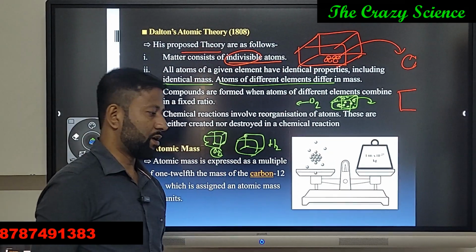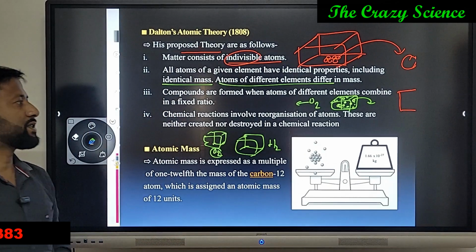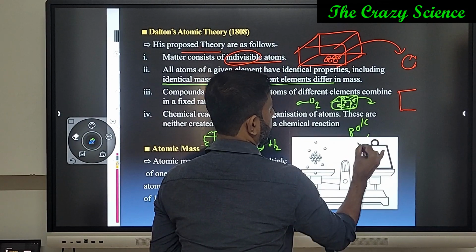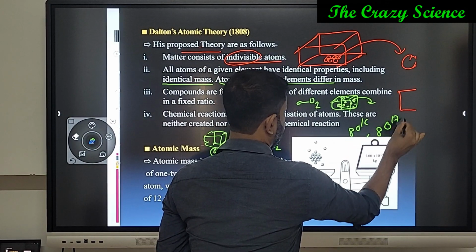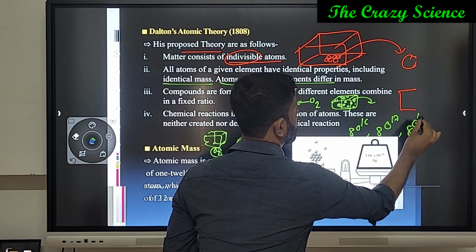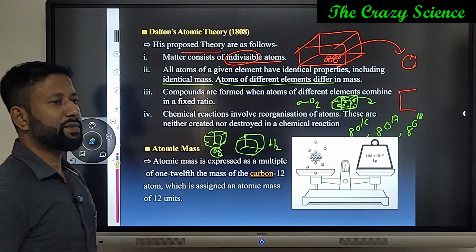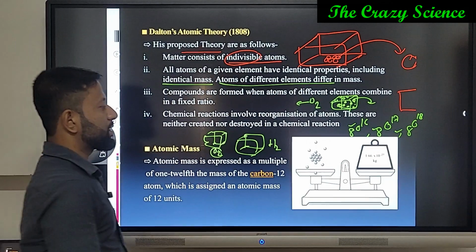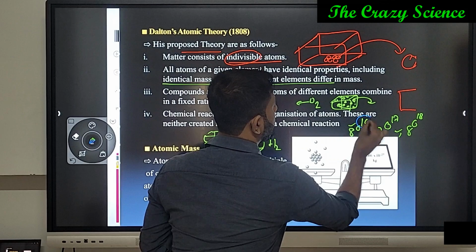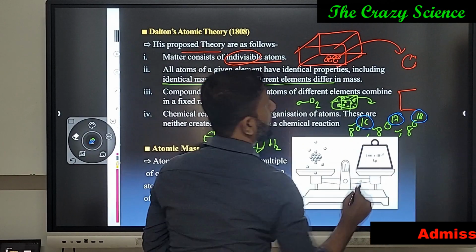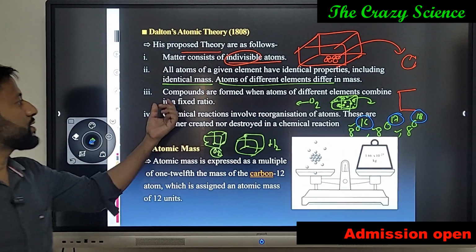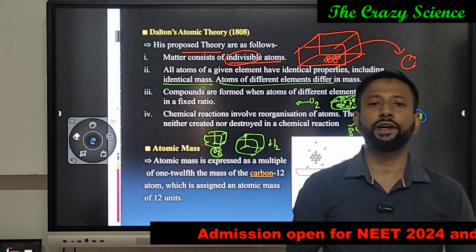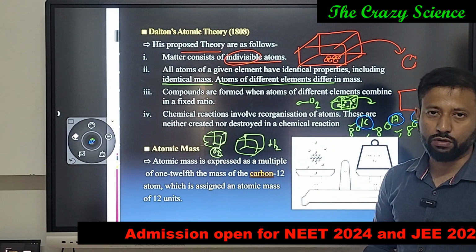When we study atomic structure, we see isotopes: 8O16, 8O17 and 8O18. Here we see that they are all made of oxygen but their masses are different. This one has mass 16, this one 17, this one 18. So what is his first statement, that all atoms of a given element have identical properties and identical mass? This statement is totally wrong.